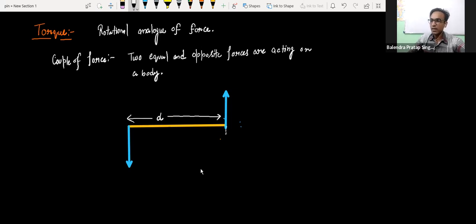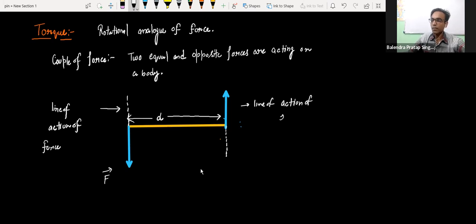Here, this is the line of the first force, and this is the line of the second force. These are perpendicular to this axis, which is d. This is the line of action of force, that is your capital F, and this is another line of action of force. What happens when these equal and opposite forces act, one in this direction, another in this direction? This body will start rotating because two forces are acting in equal and opposite directions.